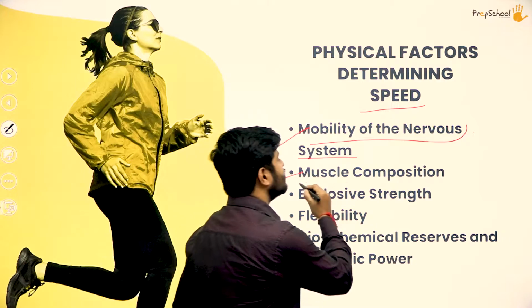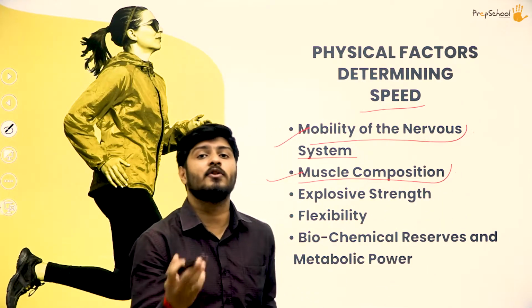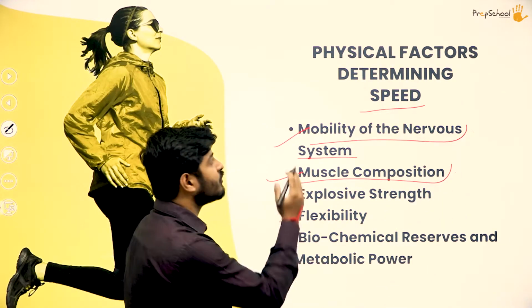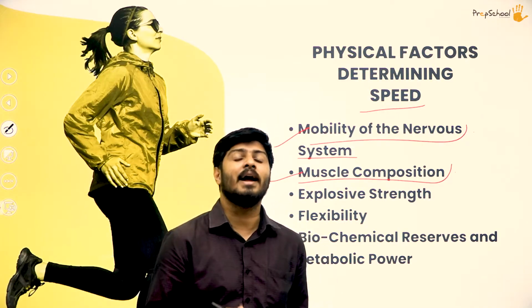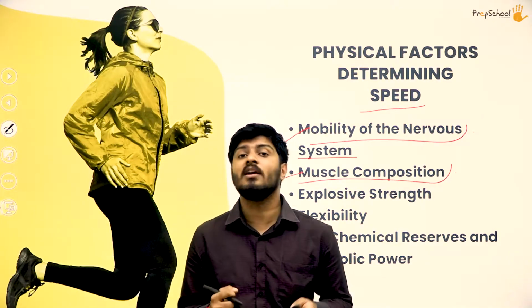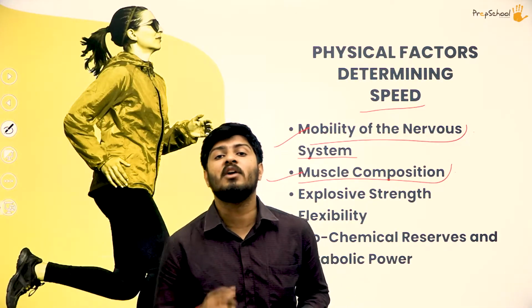Second, you have muscle composition. Muscle composition was also a factor for strength, and muscle composition also is a factor for speed. Automatically what happens is that when you run, you have both your hands swinging with you, right? So that itself gives you a momentum when you run.